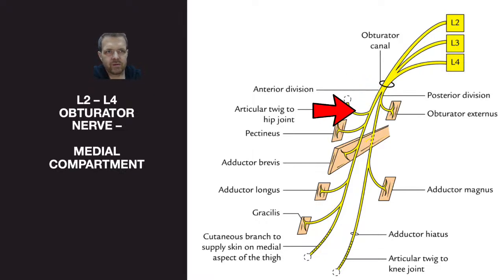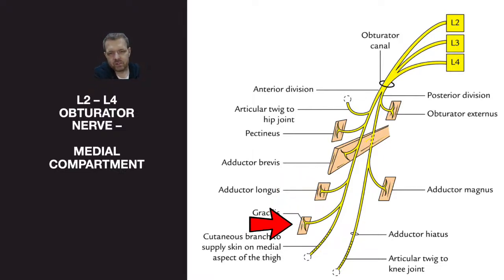And then the anterior division, we've got this branch, which is going to the hip, which we were talking about before. So that's the articular branch. A motor branch going to pectineus. Another motor branch going to adductor brevis, which is the short adductor. Adductor longus, which is the long adductor.